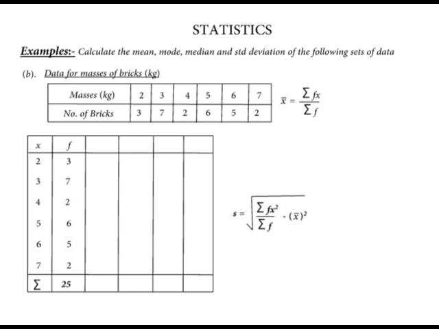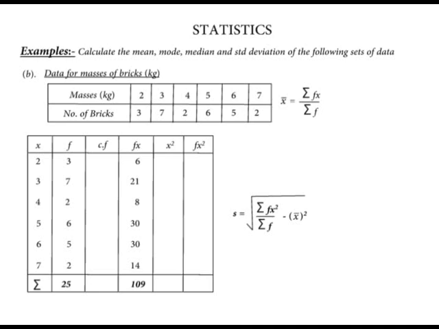And so to get the mean, we will need a column for fx. For median, we will need cumulative frequency. To get the standard deviation, we will need a column for x squared and another one for f times x squared. Fx, we multiply x times the corresponding frequency. 2 times 3 is 6. 3 times 7 is 21. 4 times 2 is 8. Then we proceed and we shall have 30, 30, and 14. Summation of fx is 109. Summation of frequency is 25.